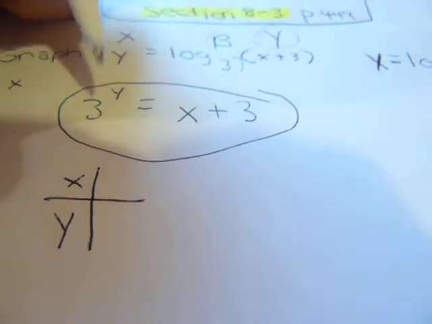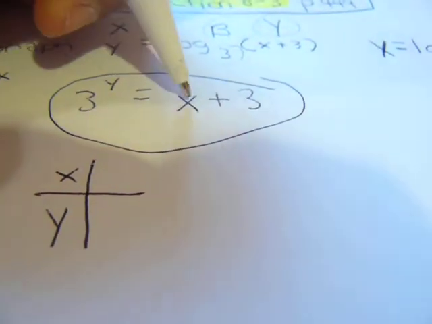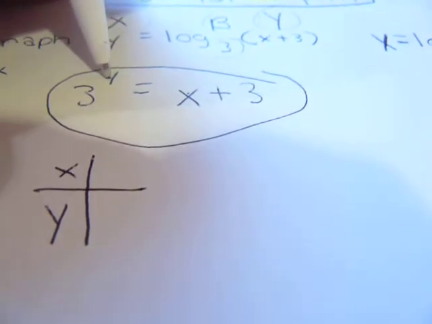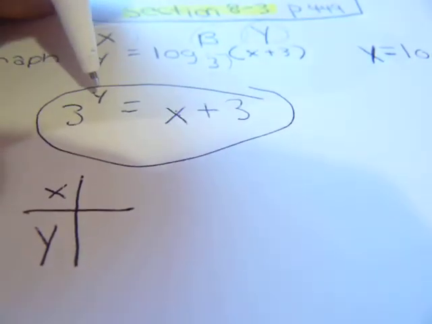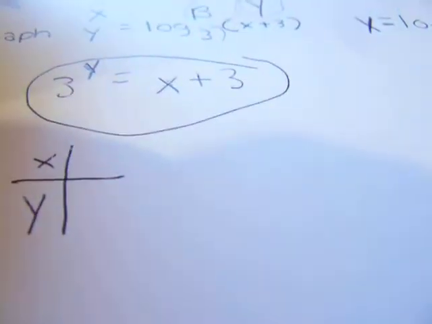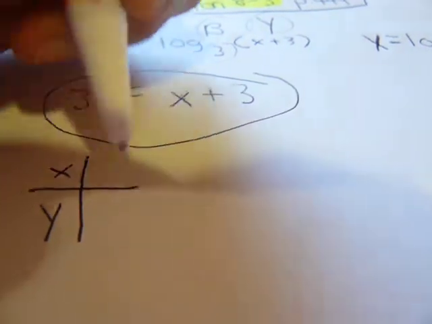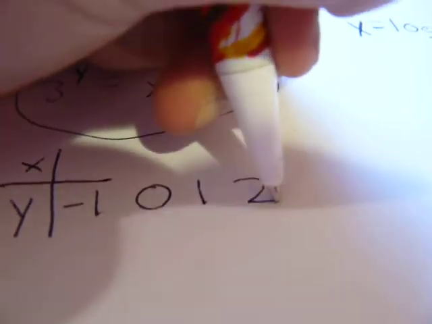One other thing we need to remember now is that we're trying to solve for x. So we need to find the x values instead of the y ones that we usually find. So for y, we'll plug in -1, 0, 1, and 2.